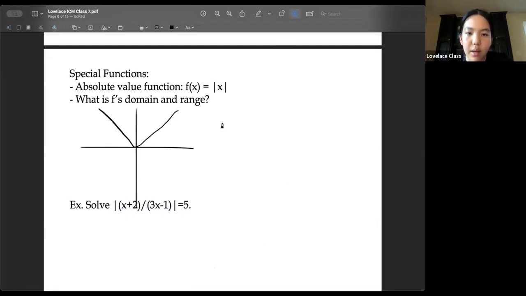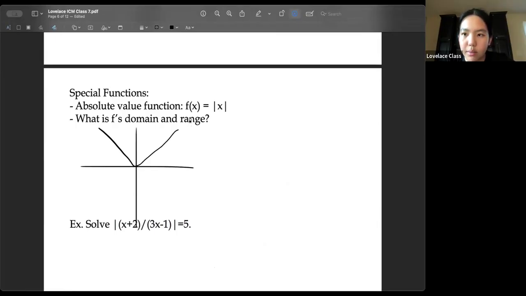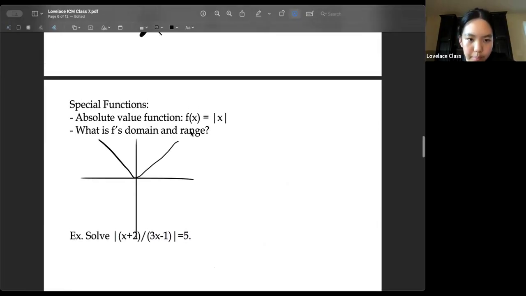This just means that whenever we have a negative value in the output, we take the negative of that, which gives us a positive value. So what is f's domain and range? If f of x is equal to the absolute value of x, then f's domain can be all real numbers, because as you can see, this goes on forever. There's no restriction to x values. However, the range is always greater than or equal to 0, because by definition, we are taking the magnitude of everything. So if it's negative, then we must turn it to a positive number. So the range is that.